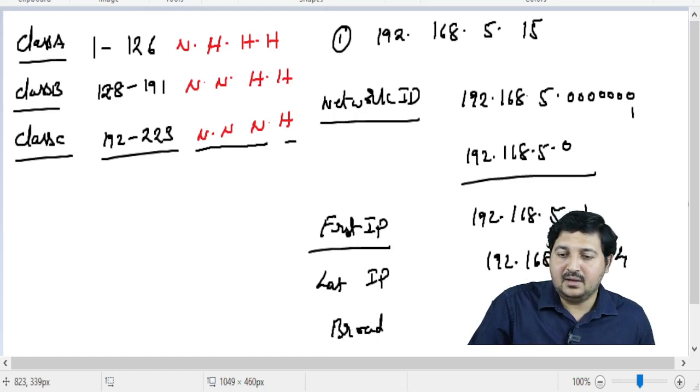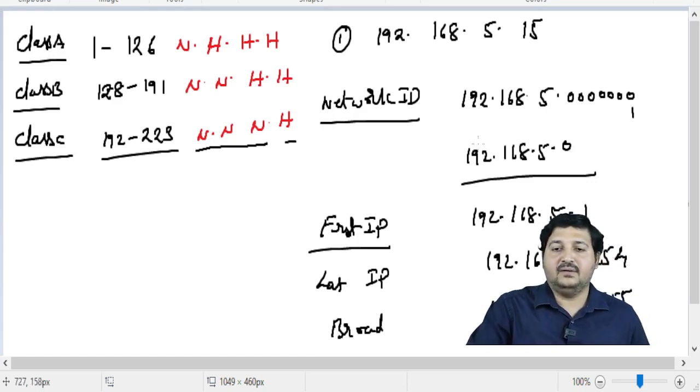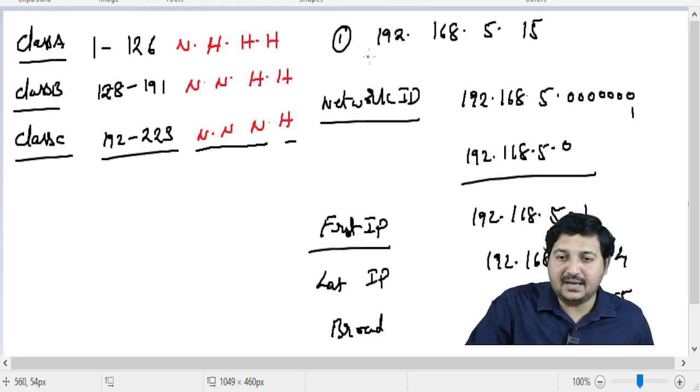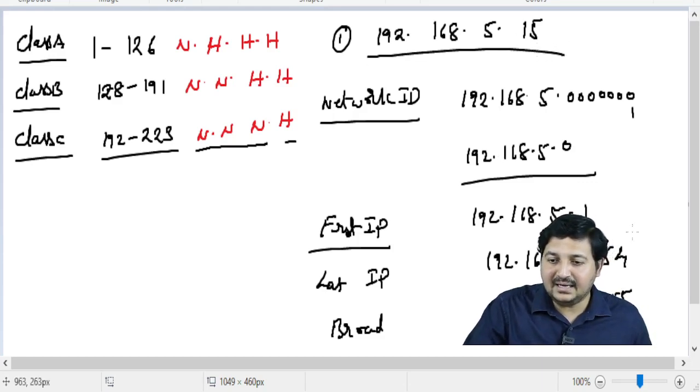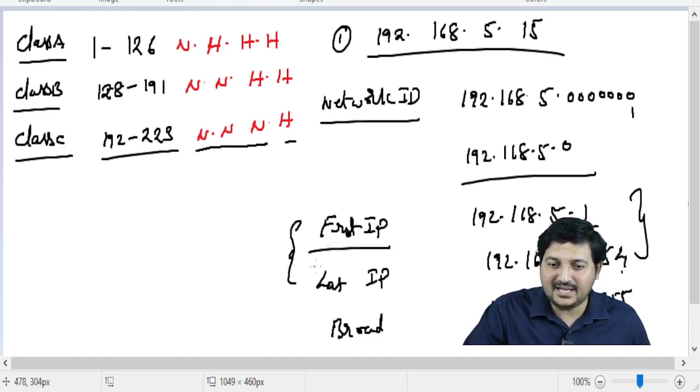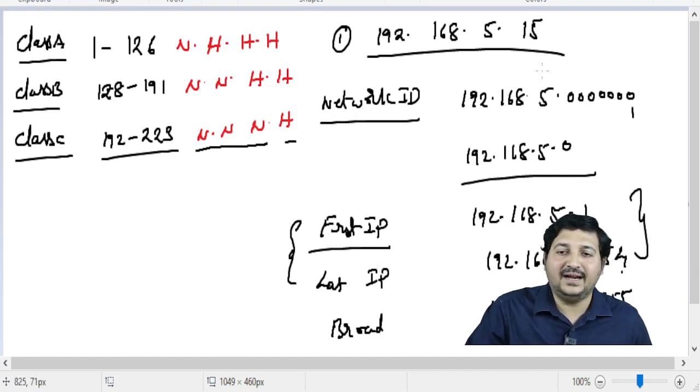Broadcast is 192.168.5.255. Now this is the way. See, this specific IP randomly comes in between this 1 to 254, somewhere it is lying. So this is the range. Range means the first IP and the last IP. So this is the way how to find a network ID.